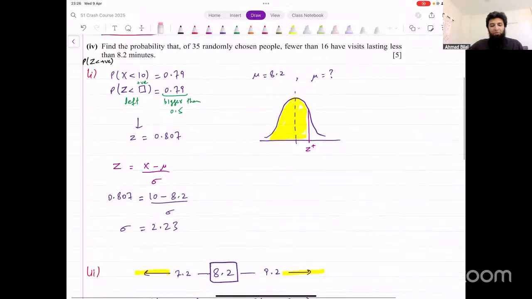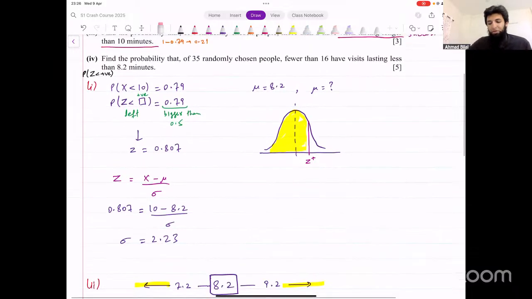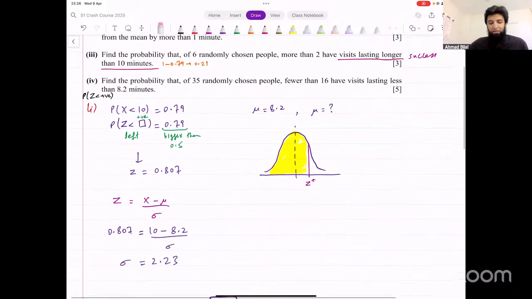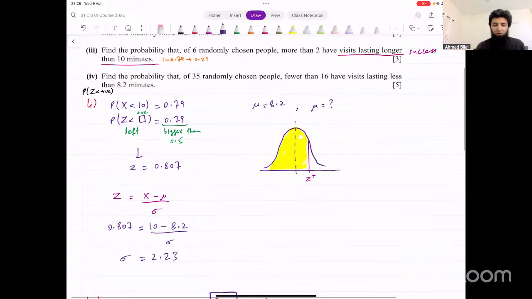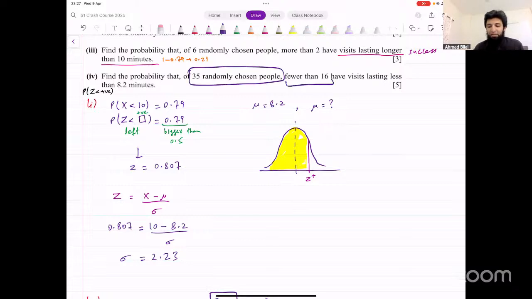It says, find the probability that of 35 randomly chosen people, fewer than 16 have visits lasting less than 8.2 minutes. Now, you see, it looks very similar to what you did in the previous part. So in the previous part, we had 6 randomly chosen people. Now we have 35 randomly chosen people. And we want the probability of having fewer than 16 successes. But the criteria for success now is different. And the criteria for success in this case is visit lasting less than 8.2 minutes.